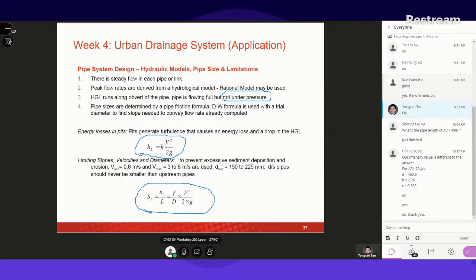So using the Darcy-Weisbach formula, we use a trial pipe diameter to find the slope needed to convey the flow rate already computed. But actually, you need to try. You may have several trials to determine the pipe size, as I just showed in an example. Maybe you start from 150, maybe the size is not suitable, and you try another one, 225, or try another one, 300.